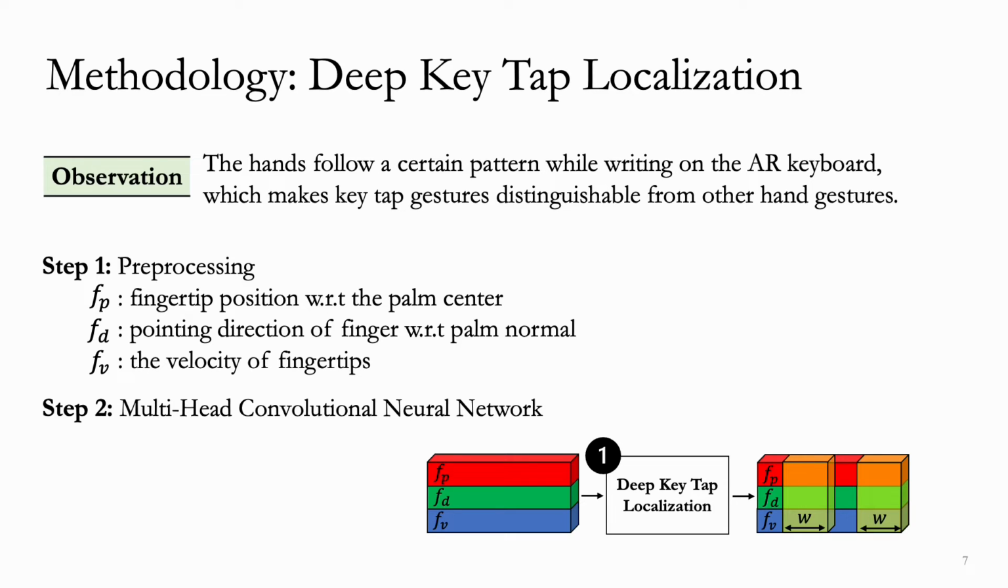In the first step, we leverage the fact that the hands follow a certain pattern while tapping on the AR keyboard. Based on this, we localize the key tap specific patterns on the data stream. The coordinate system of the low-level data changes as the hand tracking sensor is placed in a different position. Therefore, we first pre-process the data.